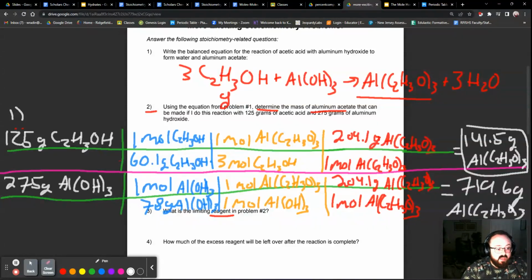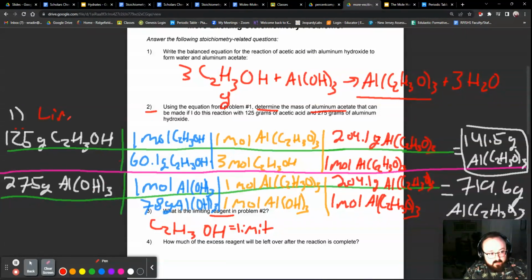So my limiting reagent, or limiting reactant, is going to be my acetic acid, C2H3O2H. This will be the limiting. So it's always going to be the number that's smaller, the product that you get that's smaller. So you do all this, and I ask you, what's the limiting reactant? Well, what's the smaller number? That's what you need to get to. If acetic acid is my limiting, here's my limiting.